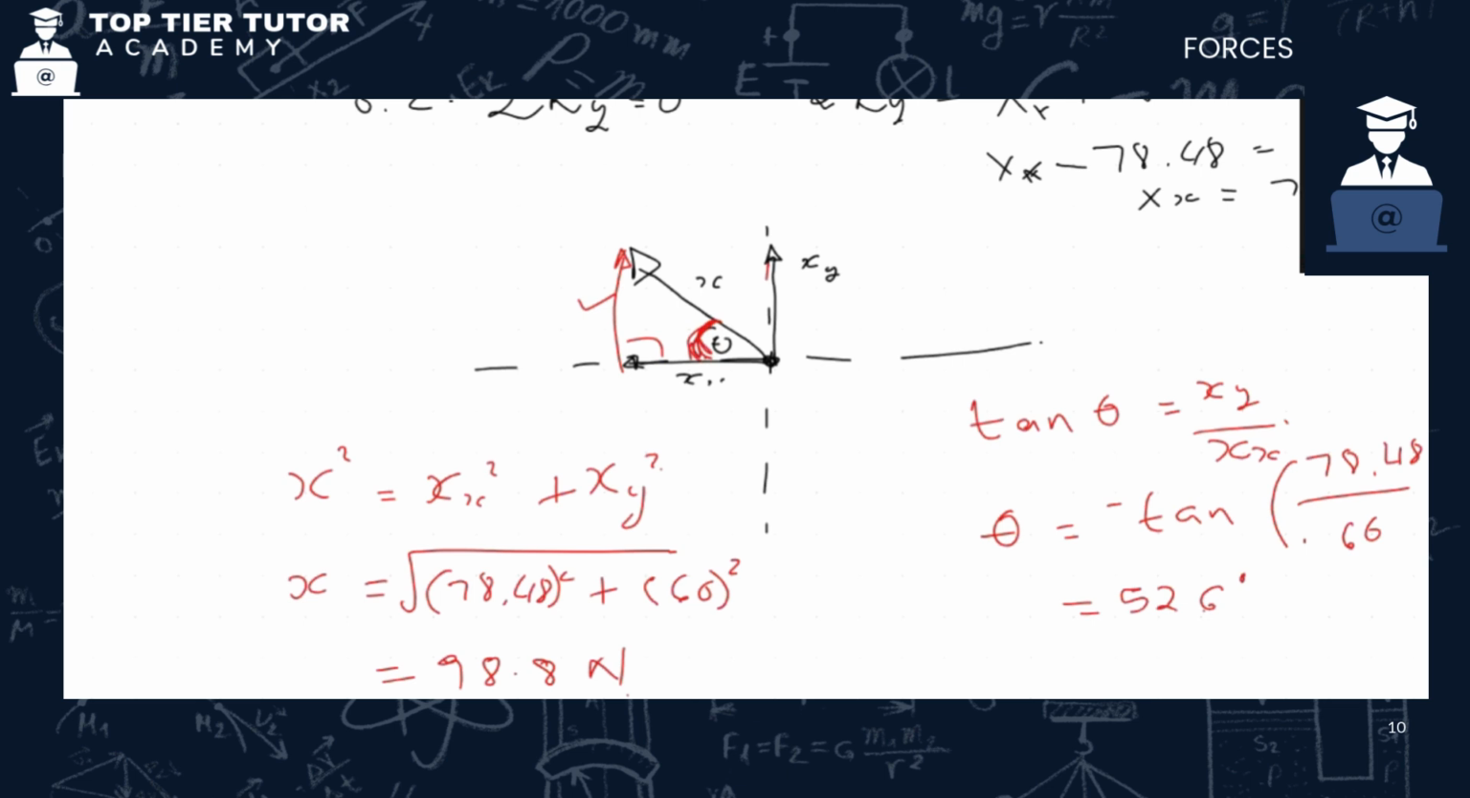Sometimes they can ask you to report this as a bearing instead of just this angle. As a bearing, all you have to do is understand that each quarter here is worth 90. So that's 90, that's 90, that's 90. You just have to add three 90s to the value over here.